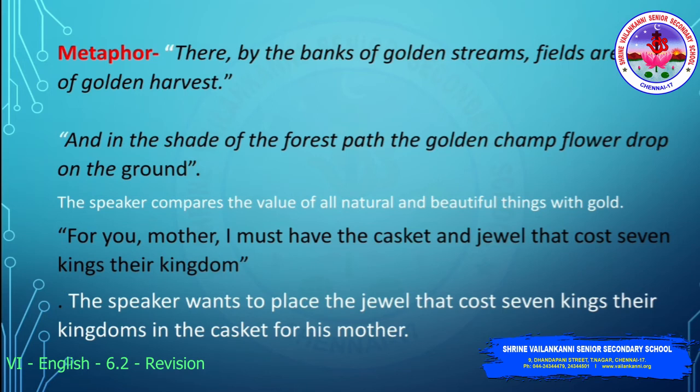Next, for you, mother, I have the casket and jewel that cost 7 kings their kingdom. What do you mean by that? The speaker wants to place the jewel that cost 7 kings their kingdoms in the casket for his mother. He is going to gift his mother that jewel. The value of the jewel has been compared to 7 kings and their kingdoms.